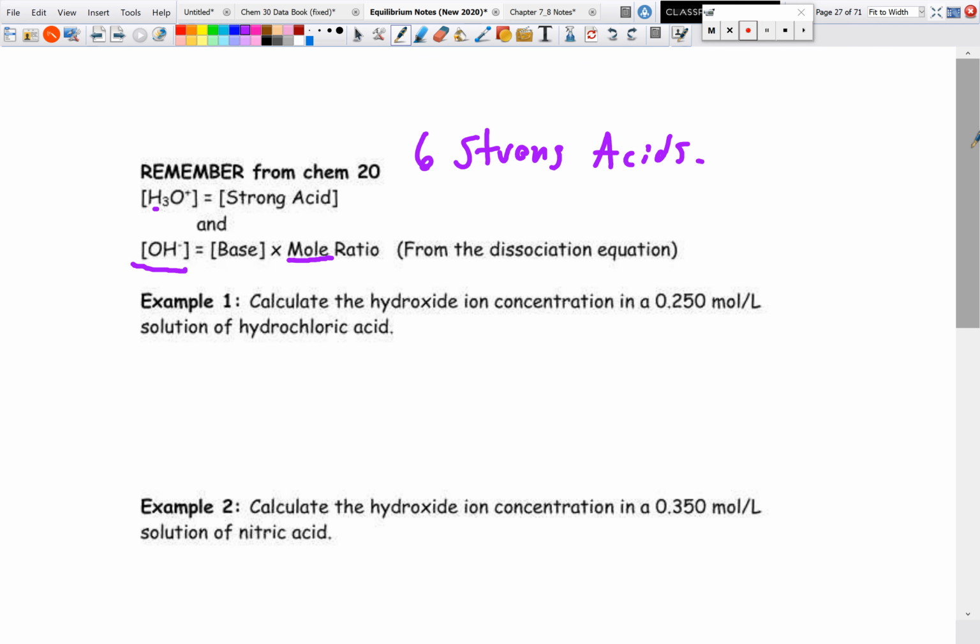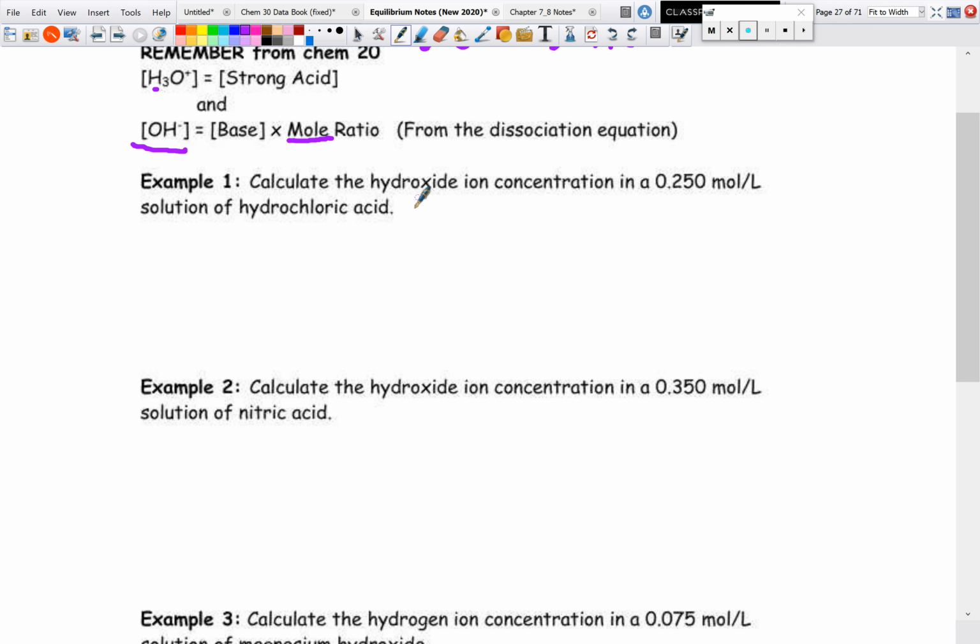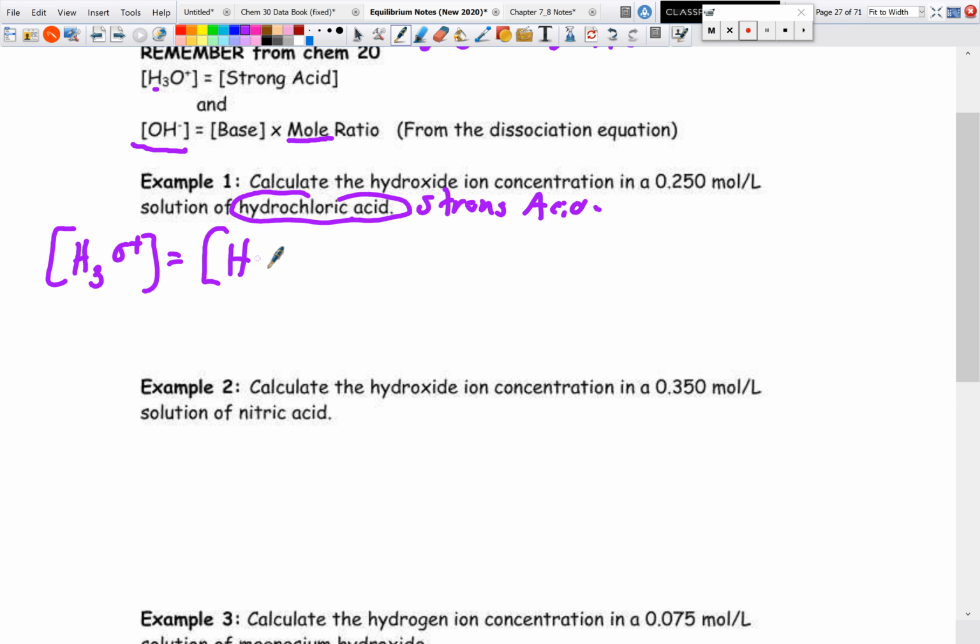So let's look at our first example. It says calculate the hydroxide ion concentration of a 0.250 moles per liter solution of hydrochloric acid. Hydrochloric acid is a strong acid. So therefore, the concentration of H3O+ is equal to the concentration of HCl. So we get the concentration of H3O+ is just equal to 0.250 moles per liter.